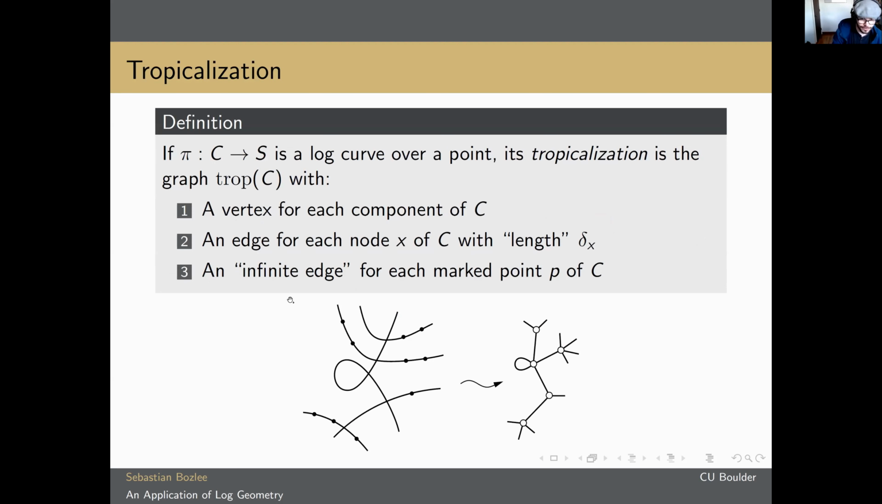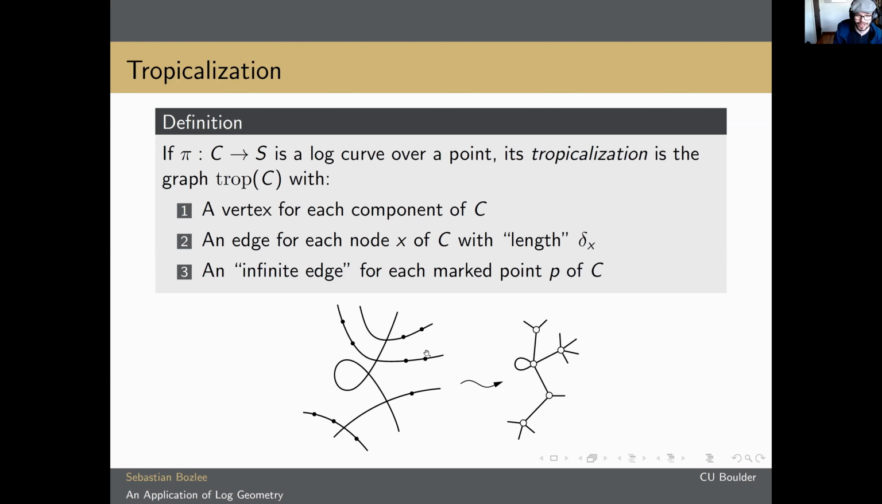Okay, so say we have a log curve over a point. So this S is just one point, we have just one log curve. We're going to associate to it something called the tropicalization. So this will be a graph. For folks who are familiar, it's a lot like a dual graph, but with a little bit of extra information. So for each irreducible component of our curve, we're going to have a vertex. For each node of our curve, we're going to put an edge that connects the two branches of that node. And whenever we have a marked point, we're going to add an infinite edge. Imagine it's an edge of infinite length attached to a vertex at only one point.